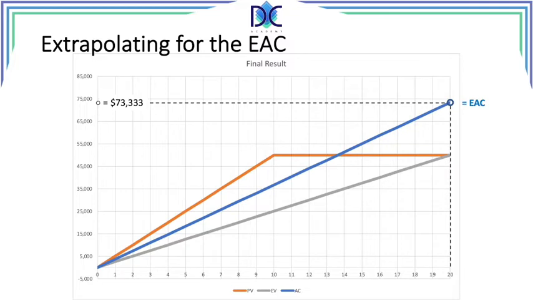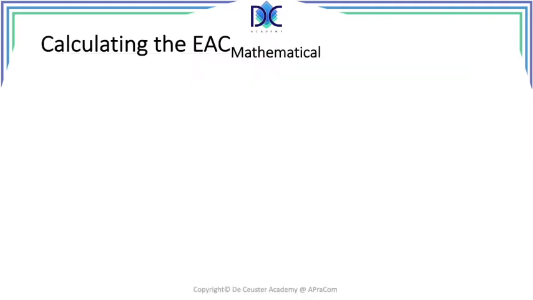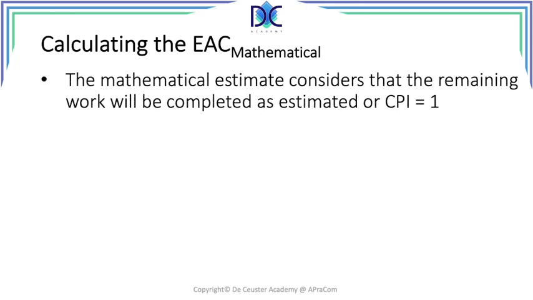But let's look at the different estimates at completion and the formulas that we can use to calculate them. Now we can calculate the different elements. We can calculate the estimate at completion, the mathematical estimate. Basically, the mathematical estimate considers that the remaining work will be completed as estimated. This basically means that the CPI is equal to 1. So when we are doing a job and we see that the value we earn has the same cost as that value, in that case the CPI is equal to 1. It means that earned value is equal to actual cost.